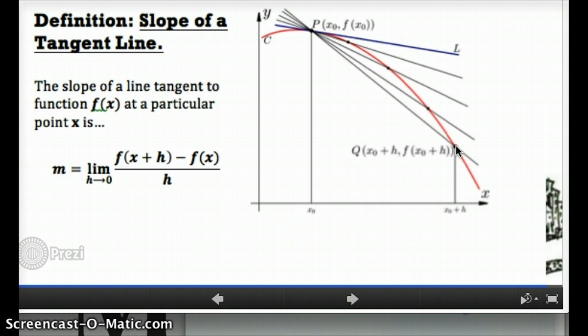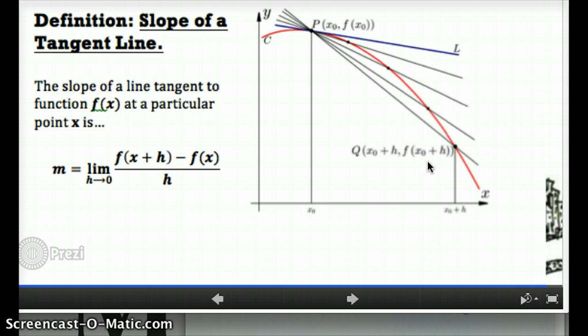That's what h is. So x plus h is just the x value of this point, because you take this x value and you add the difference. f of x plus h is the y value of this point, because after we added the difference h, we take that x number and we plug it into the function to get the output right there. So this is a y value right here.